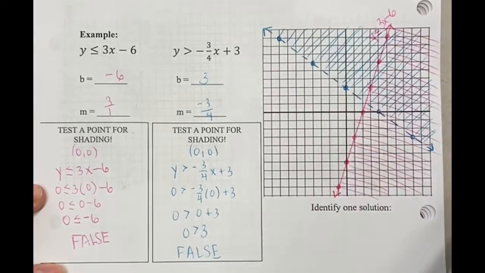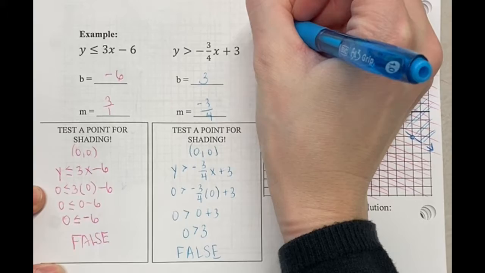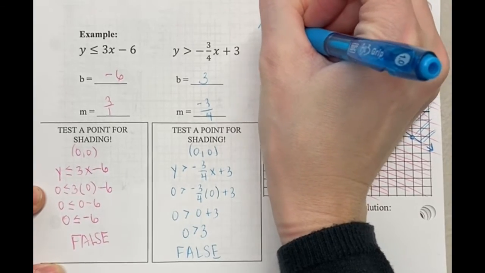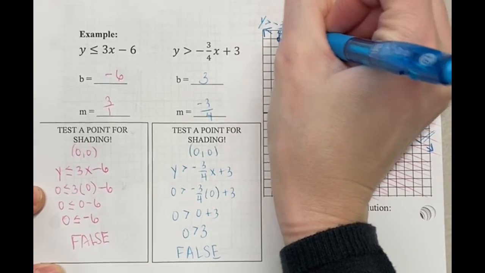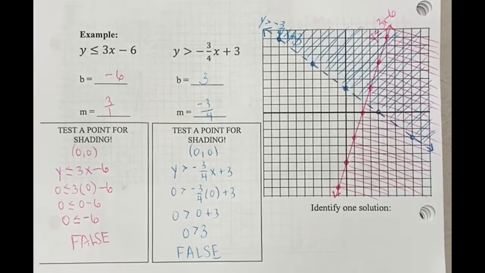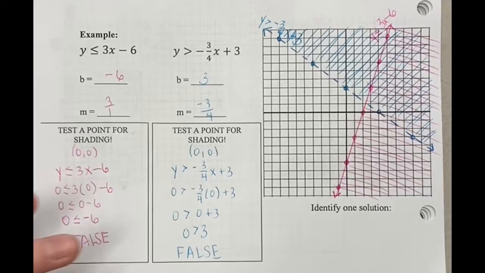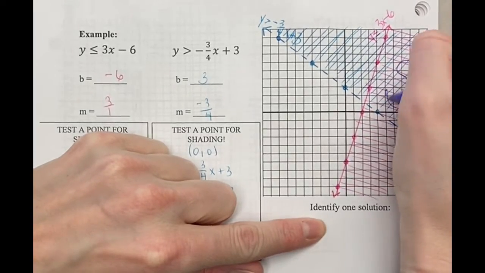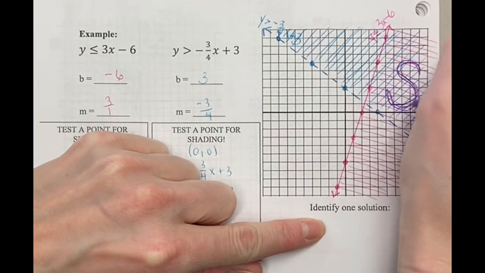And we are going to label our line. y is greater than negative 3/4 x plus 3. Now, you can see where the two inequalities intersect. That's going to be your solution set. So I'm going to label that with a big S for my solution set.